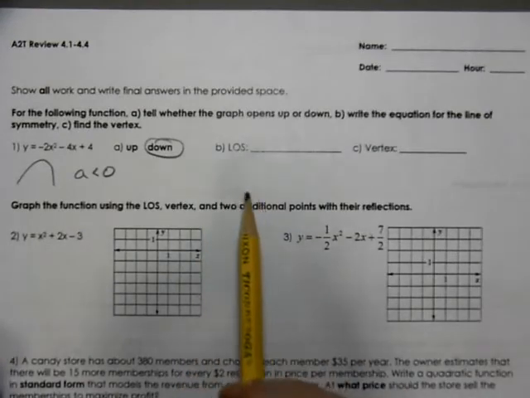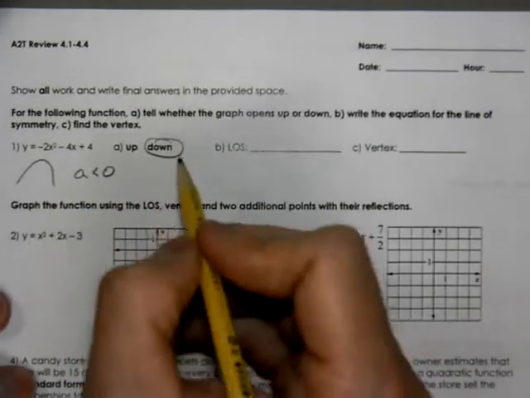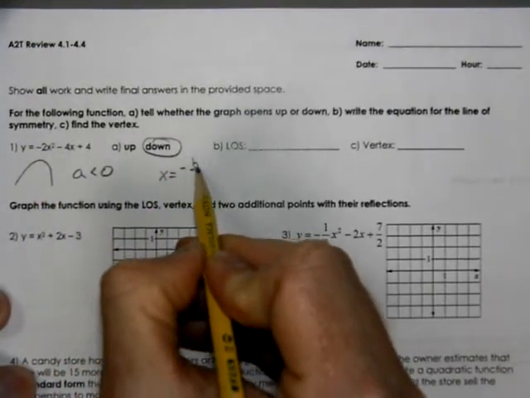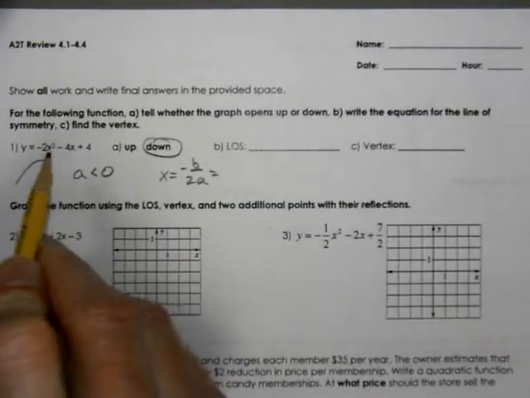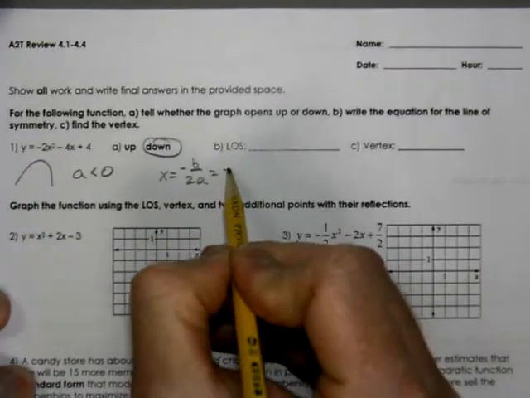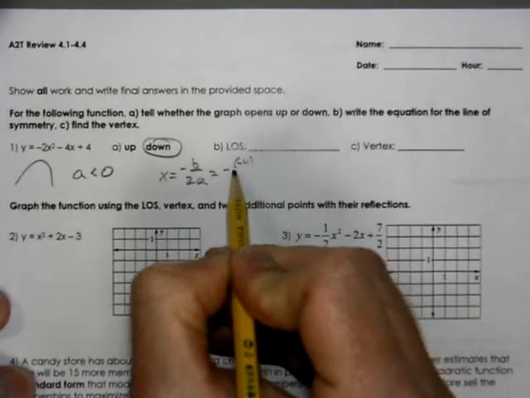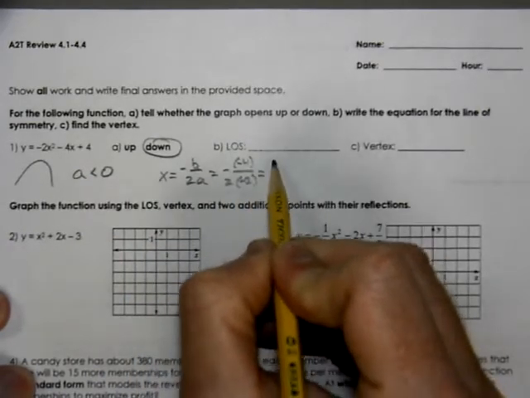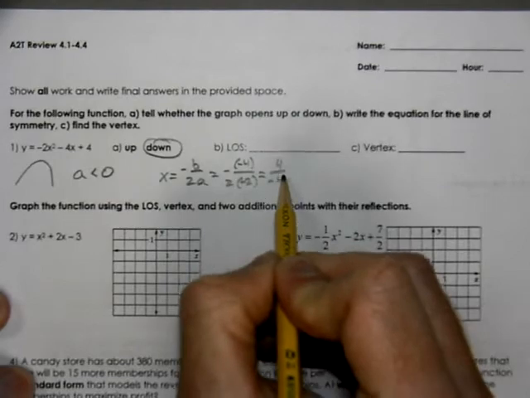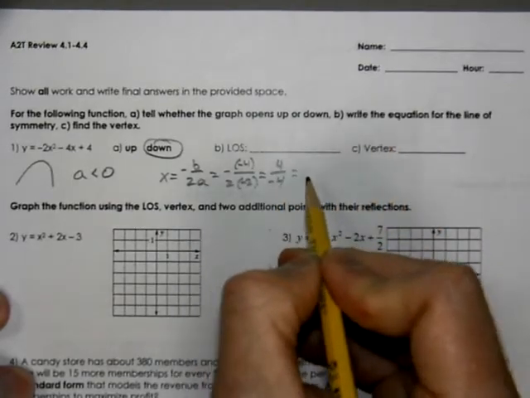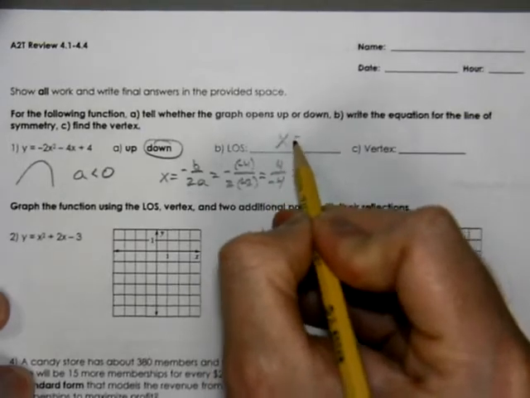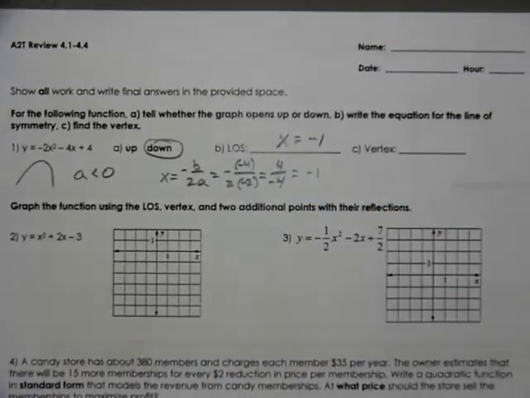To find the line of symmetry, there's a couple different ways we could do it. The common way we did, if it was in standard form, was to use negative b over 2a, negative the b value. So negative 4 over 2 times a gives you 4 over negative 4, which gives us negative 1. So x equals negative 1 would be your line of symmetry.